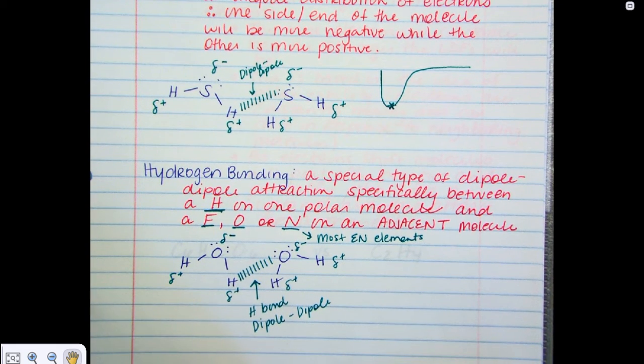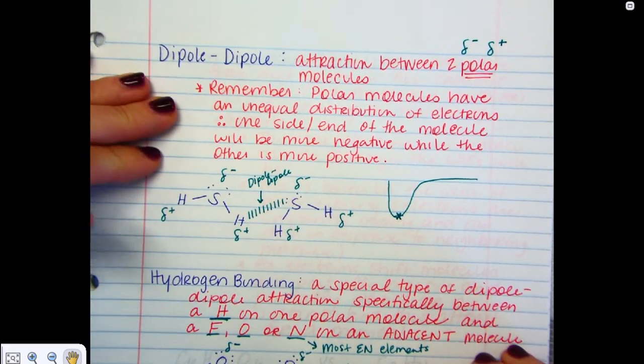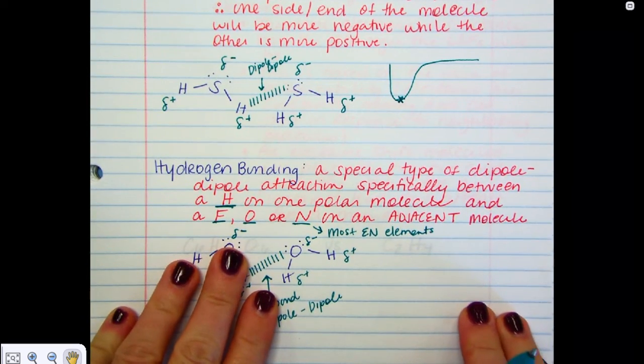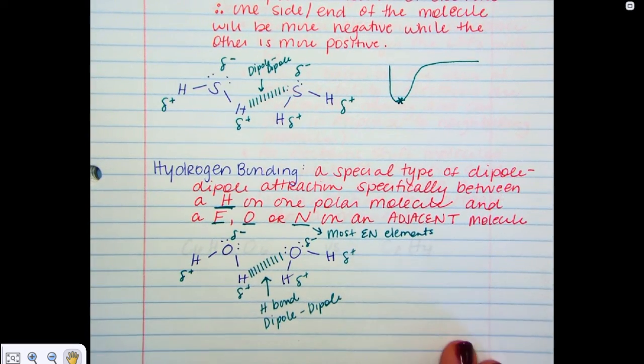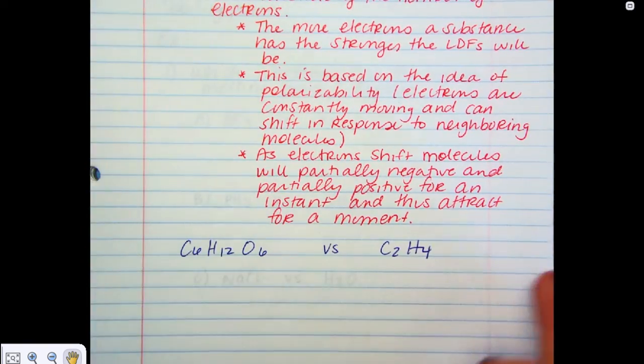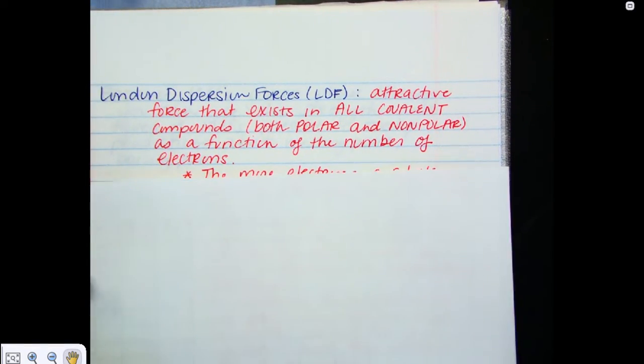Okay? So the dipole-dipole, like we said, is the middle one. The hydrogen bond is the strongest of the three. Now, the last one we're going to talk about is the least strong attraction, and that is our London dispersion force. Okay, so let's take this a little chunk at a time.